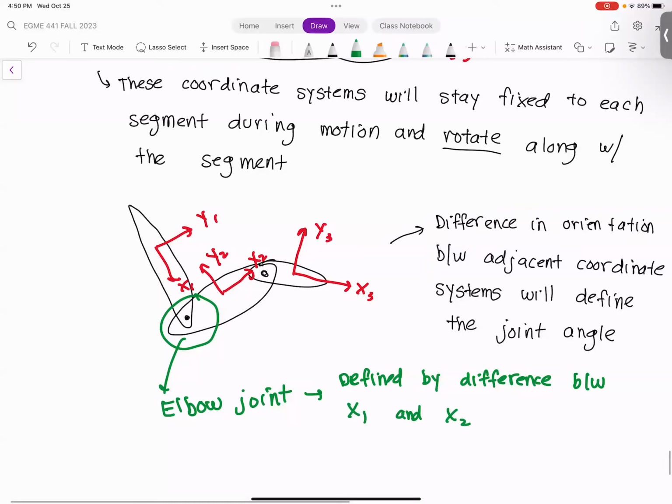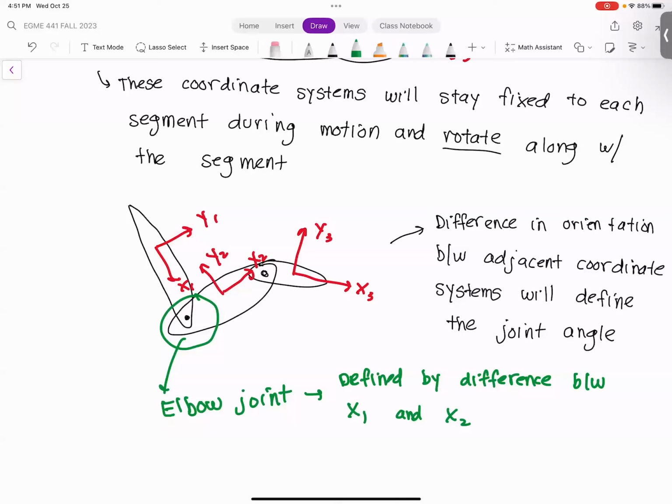And well, since this is 2D, we can define it as just the angle between x1 and x2. All right. For a 2D case, it seems a little overkill to have a full coordinate system, right? It seems like the y-axis here isn't really doing anything, and so we can just use the x-axis and determine the angles from there.